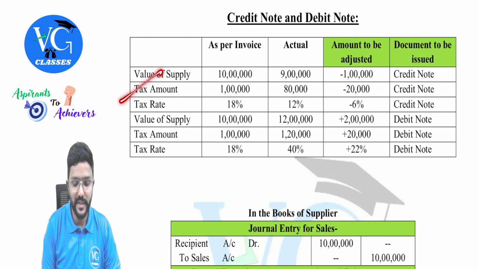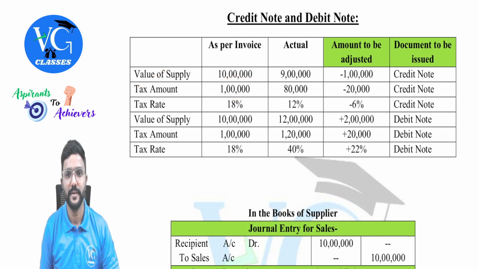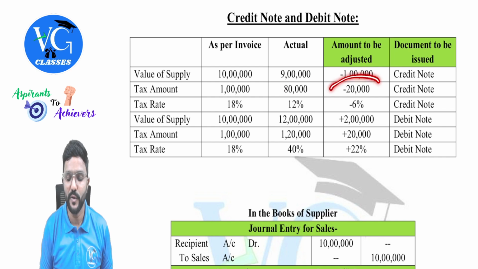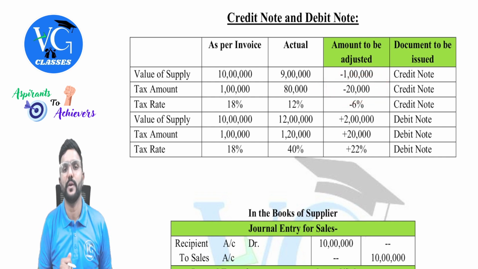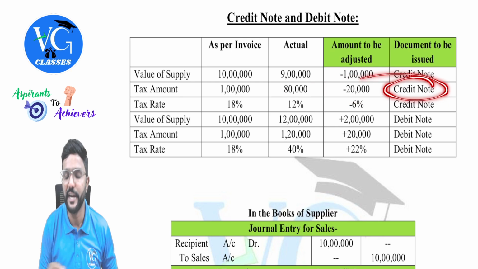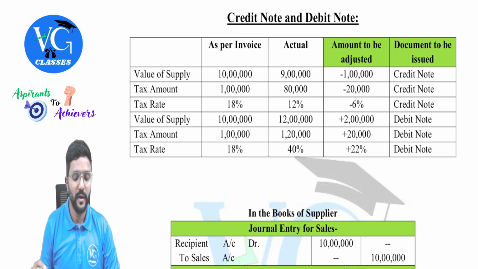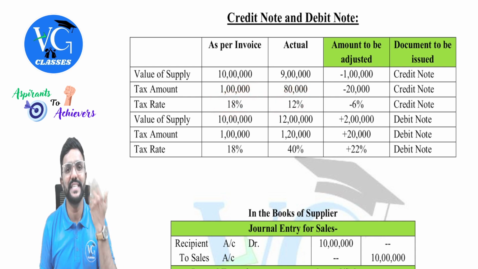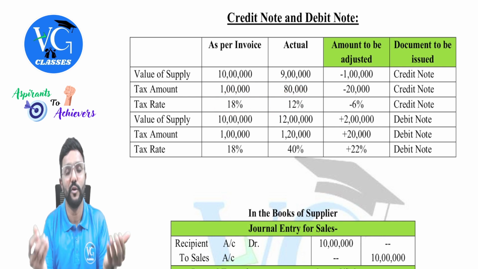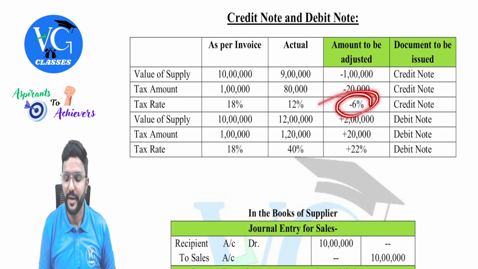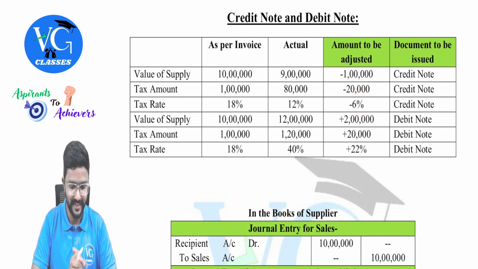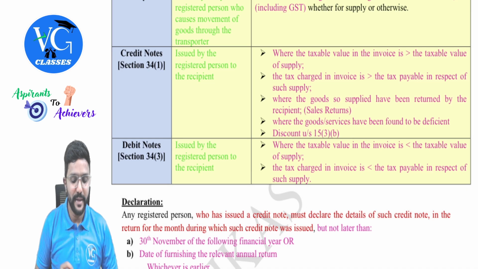Okay. Then assume the tax amount charged in the invoice is 1 lakh, whereas actually it was supposed to be charged only 80,000. So 20,000 more is already charged. So we need to do minus 20,000. How do we do it? By issuing a credit note. Or else the tax rate charged, assume, is 18%, but actually it was supposed to be charged only at 12%. So already 6% more is charged. So what should we do now? Minus 6% by issuing a credit note, guys. Got it? Yes, sir.